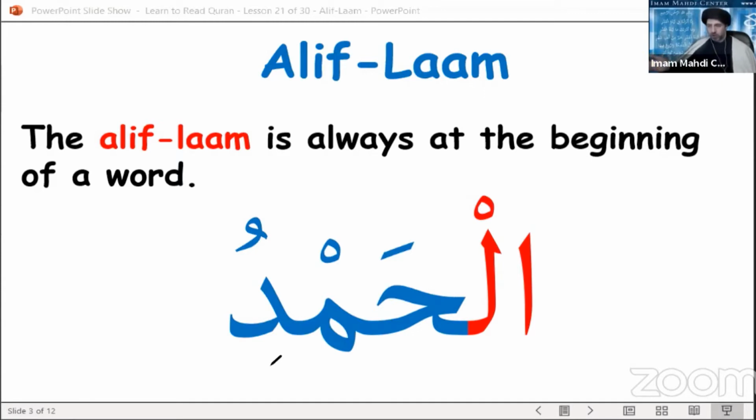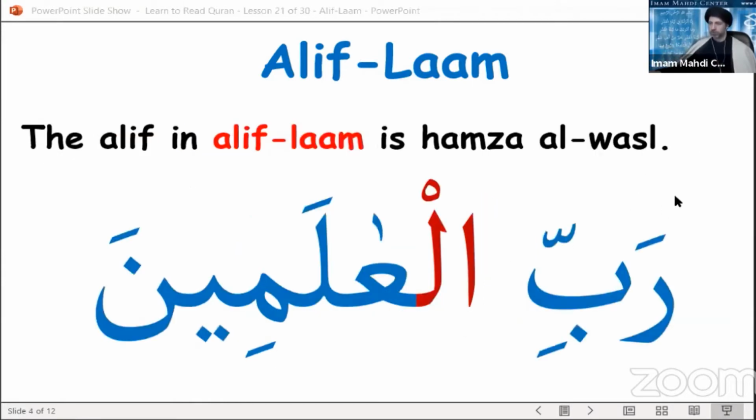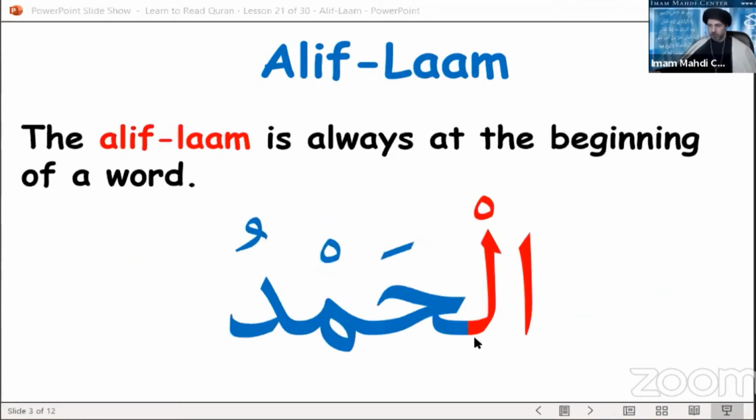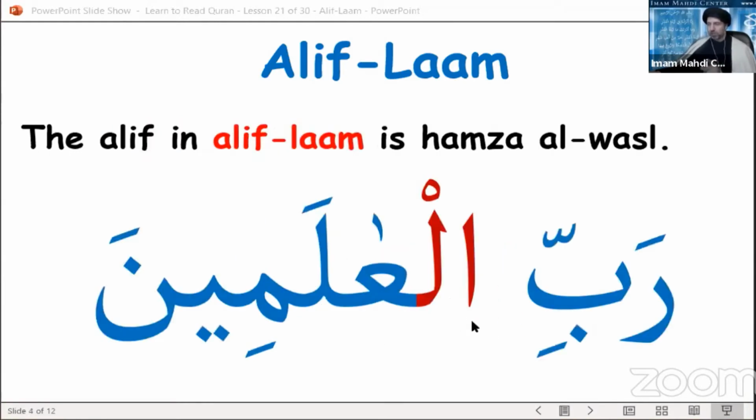Like in Surah Al-Fatiha, we say, Bismillahir Rahmanir Rahim. The second verse we say, Alhamdulillahi Rabbil Alameen. So now on to our next example. And as we said, this Alif in Alif Lam is Hamza al-Wasl. So here, when this Alif is the first letter, we pronounce it, we say Alhamdu. But here, we have this Alif Lam again in red. This Alif is not the first letter that we're reciting, so this Alif is silent.